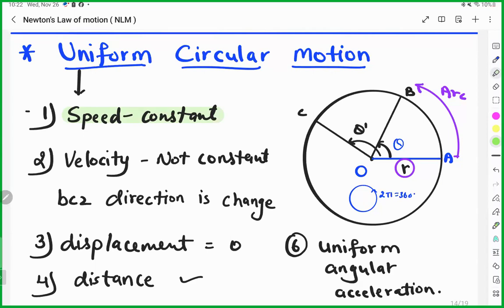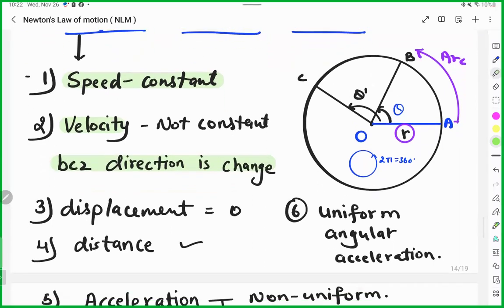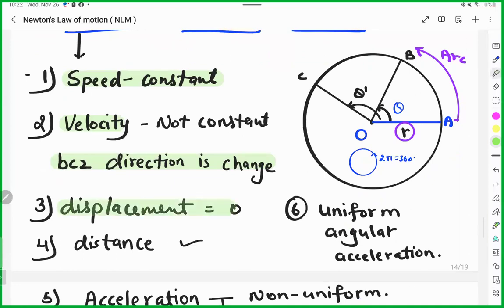Right? But why velocity is not constant? Because magnitude is same, but direction is changing. Velocity is a vector quantity, and in case of velocity, direction matters. Displacement is zero, because ultimately it is continuous same rotation.